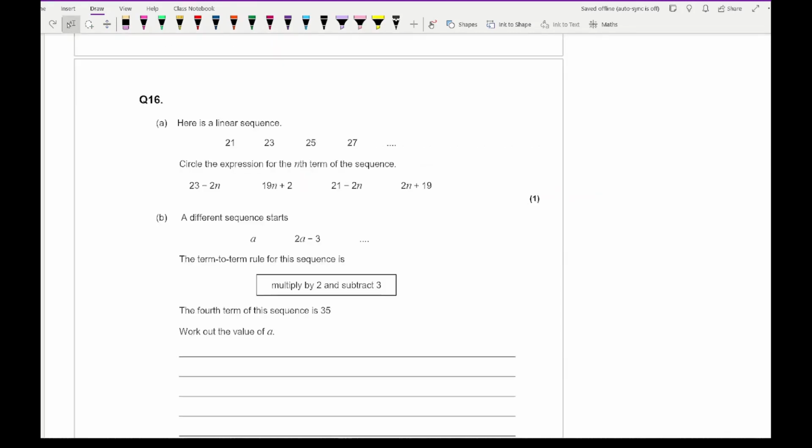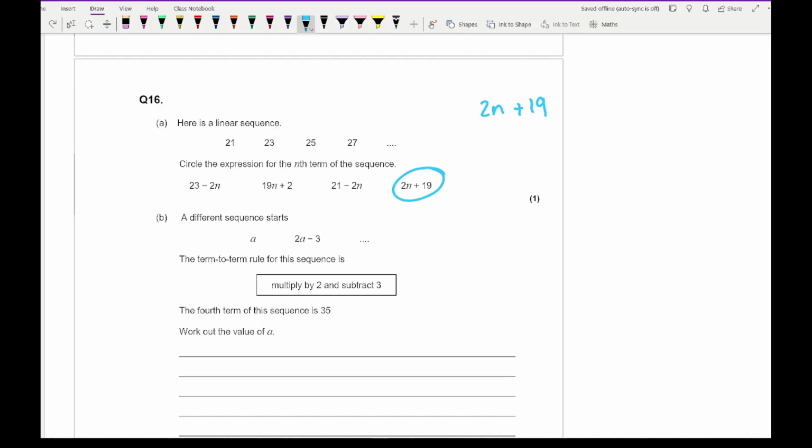Then looking at question 16, it says here is a linear sequence of 21, 23, 25, 27, and the question is asking us to circle the expression for the nth term of this sequence. So here you can see the difference is positive 2, so we're looking for 2n. And what do you have to add to 2 to make 21? Well, we need to add 19, meaning that the fourth option is our sequence.